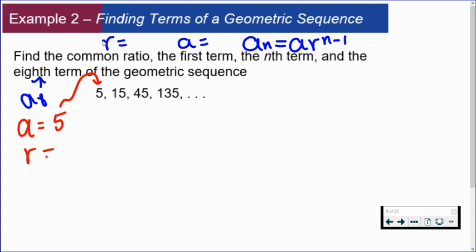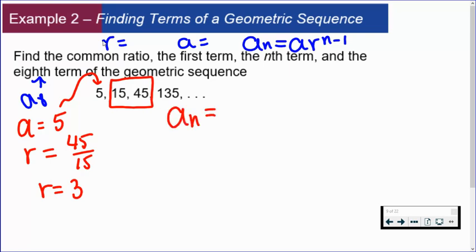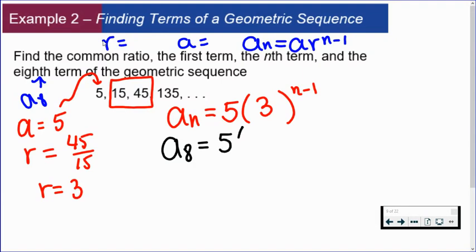To find the common ratio, I take two numbers on the sequence, third over second, and divide. To find the nth term, I'm just going to use the previous formula. So a, parentheses on the ratio, we don't want to make mistakes. And now to find the eighth term, I'm just going to plug in 8 for n. I'm going to use the calculator to find out that this number is going to be 10,935.